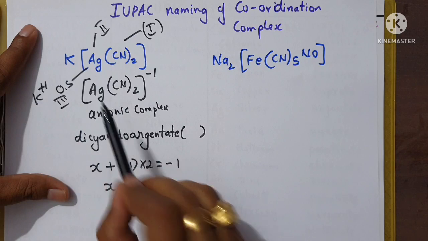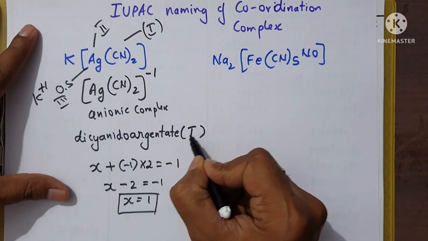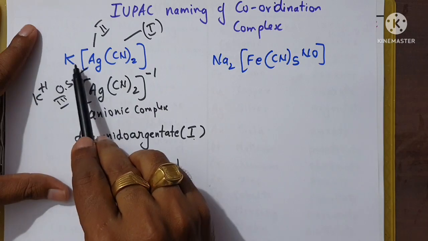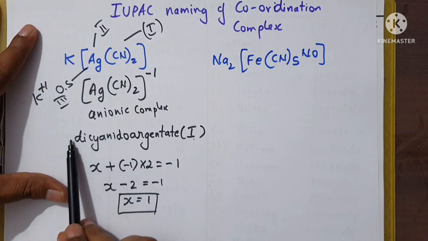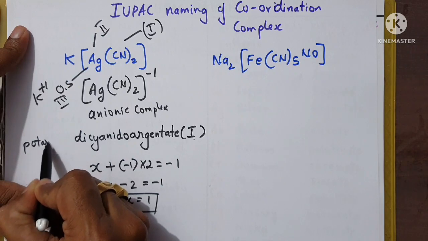The oxidation state of the central metal atom is always represented by a Roman number. First standard. Yes, it is 1. A Roman number 1. And you can observe here, the counter ion given is potassium. Take a space before the ligand name and you just write it as potassium.